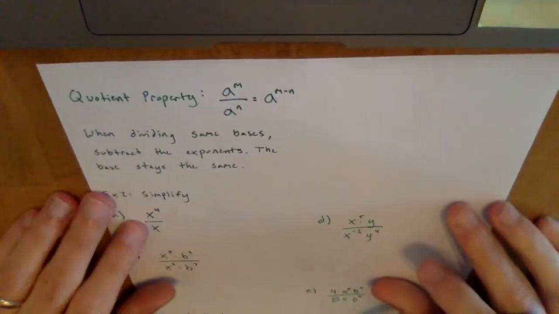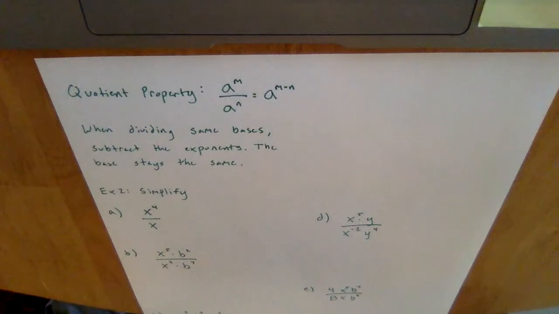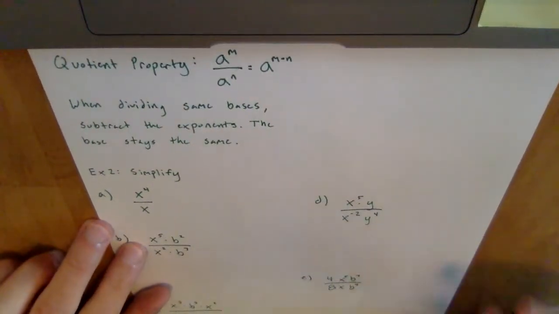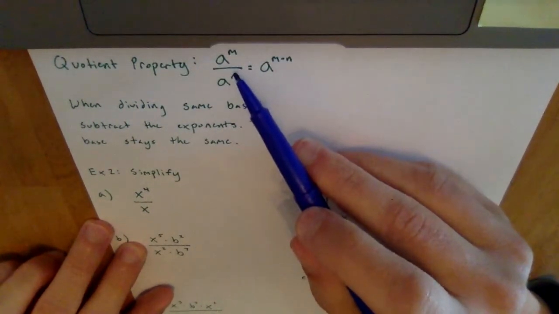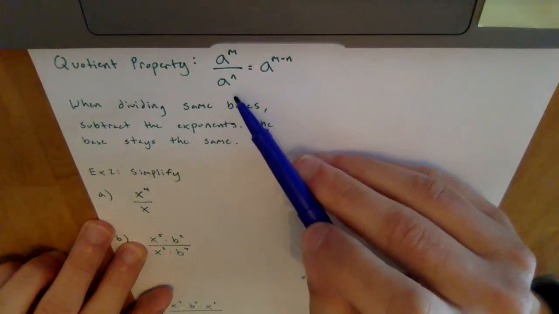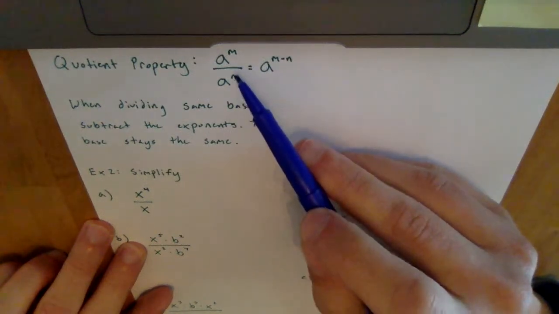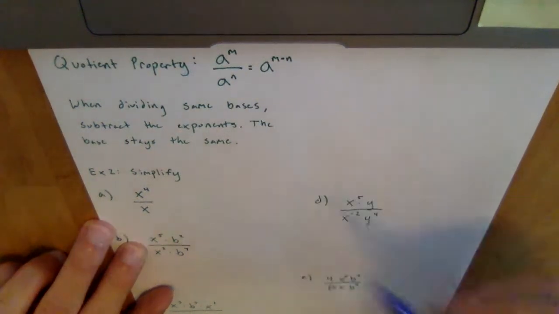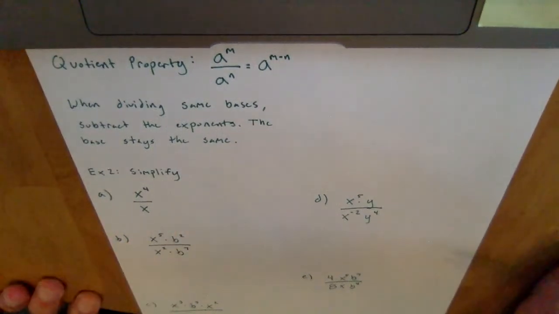All right, moving to the quotient property. Now we're dividing same bases. You can take a second, pause the video, and jot down this definition here. It says when dividing same bases, subtract the exponents. And again, the base stays the same. So you can see in this example we have a to the m power divided by a to the n power. This time instead of adding those exponents, since we're dividing here, we're going to go ahead and subtract the exponents.